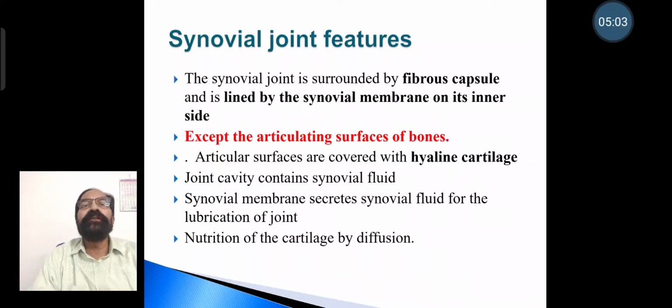Coming to synovial joint features. A synovial joint is surrounded by a fibrous capsule, and this fibrous capsule is lined on its inner surface by the synovial membrane, except at the articulating surfaces of bones. Articulating surfaces are covered by hyaline cartilage. The joint cavity contains synovial fluid. The synovial membrane secretes synovial fluid for the lubrication of the joint. Nutrition of the cartilage is by diffusion.